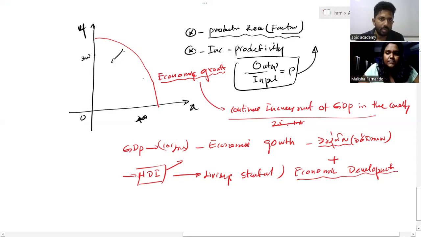So then what will happen to the production possibility curve? It shifts backward. Okay, it represents economic decline. We call it economic decline. Actually, it is not a short time effect. It is a long time effect.